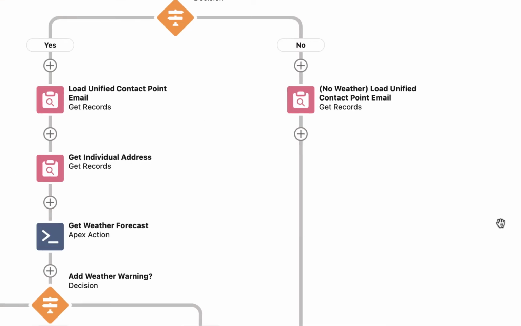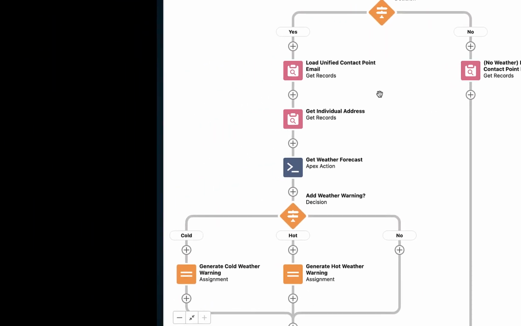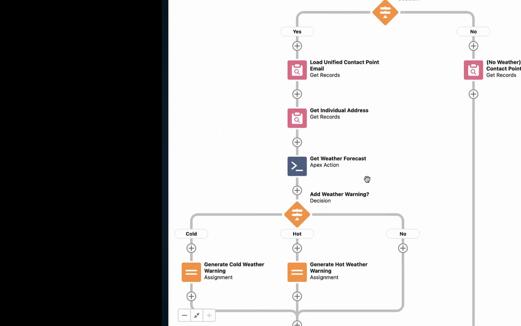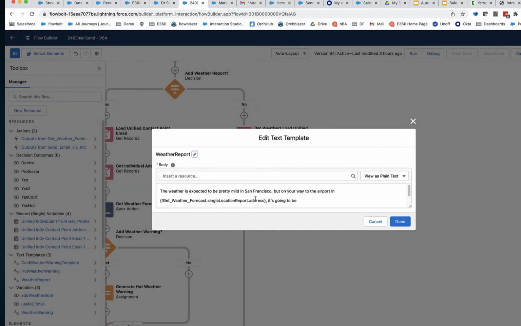To calculate the weather, we first retrieve the individual's city from the customer data platform, and then we make a call out to a weather service using an invocable action. That weather service returns a wealth of weather information. The journey then decisions based on that weather information and decides whether to add on a hot weather warning or a cold weather warning. The warnings themselves are added using rich text capable HTML text templates.